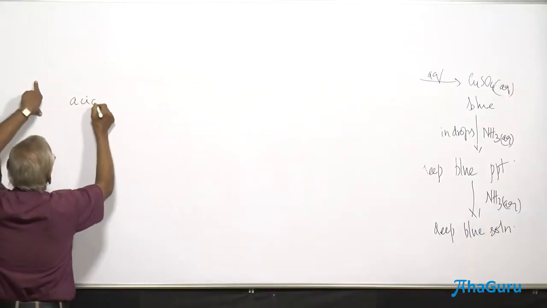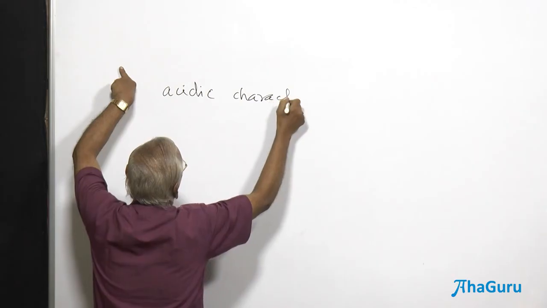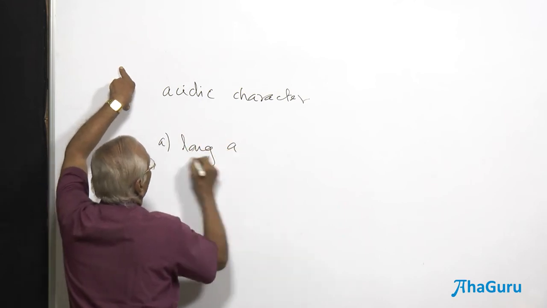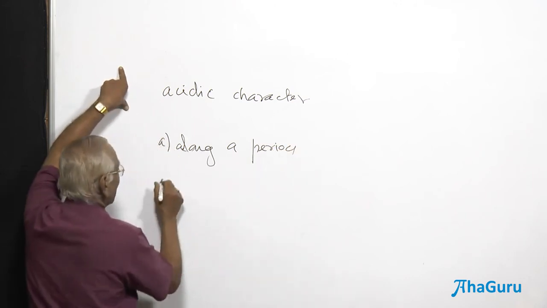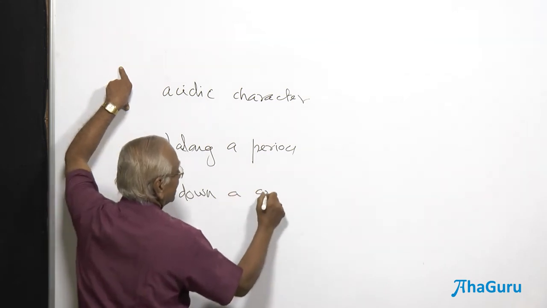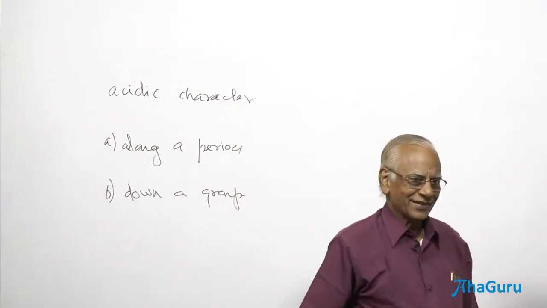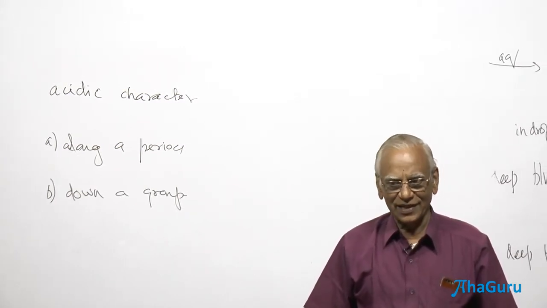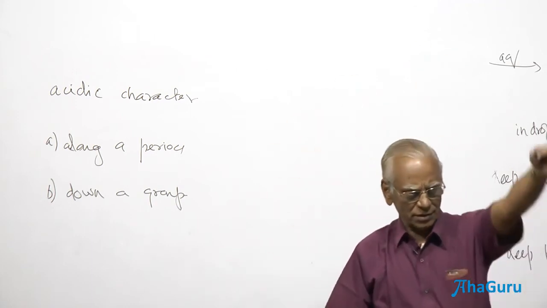Acidic character. Along a period, down a group, tell me, you should be able to. Now, these properties are very simple when compared to electron gain enthalpy, electron affinity, ionization energy. This is very simple. Tell me, what should happen along a particular period? Who knows the answer?